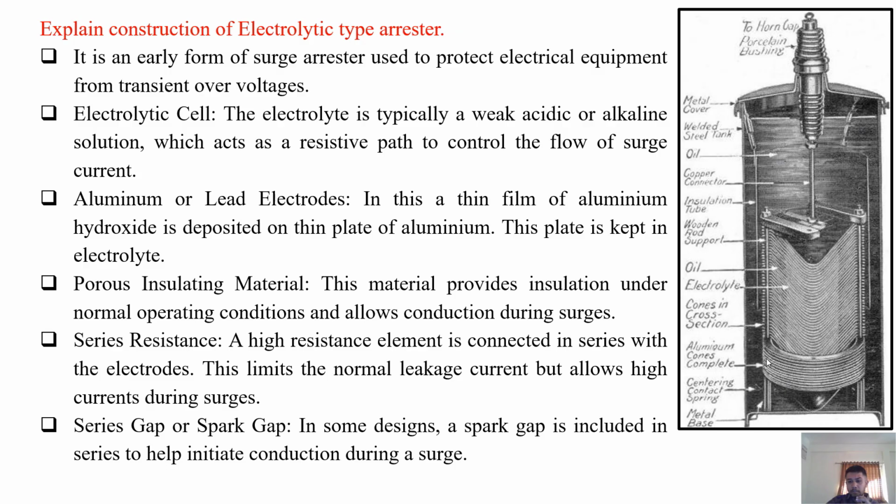Aluminum cones complete here like this. This is the aluminum cones completed. Centering contact spring, and this is the metal base. This is the downward, this is the metal base. So this is how this arrestor is constructed. Spark gap is placed in some designs to help initiate the conduction during a surge. So this is how the electrolytic type arrestor is constructed.